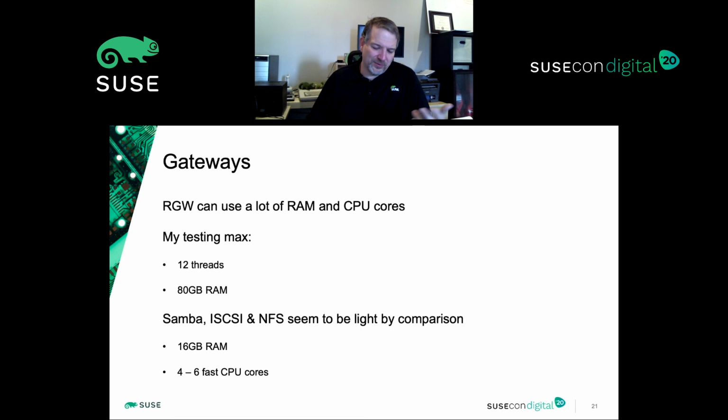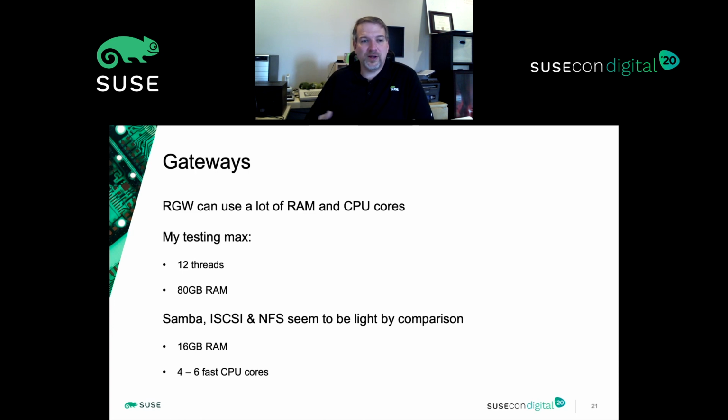So we talked about some of the other traditional protocols where you have gateways. A RADOS gateway can use a lot of RAM and resources. You're talking, in my testing, up to 12 threads 100% consumed, so 6 cores 100% consumed, and around 80 gigabytes of RAM. Now, that's after I've done a little tweaking to the daemon, but you can certainly see this happen, especially under a heavy load.